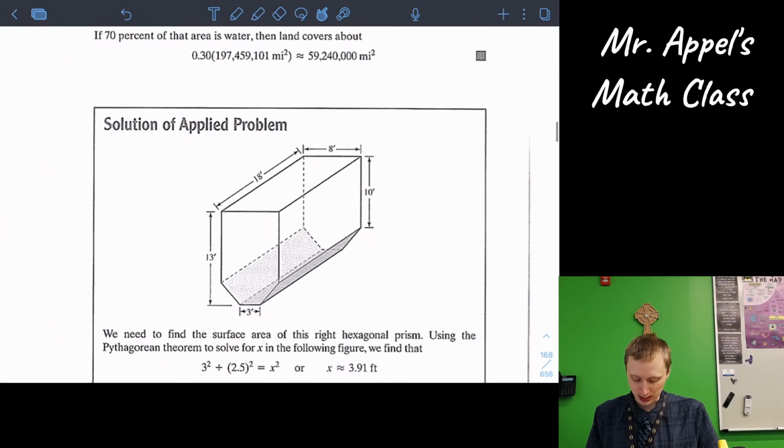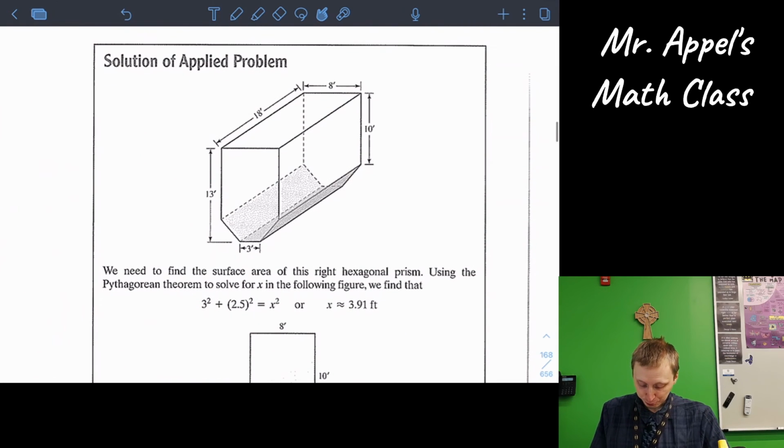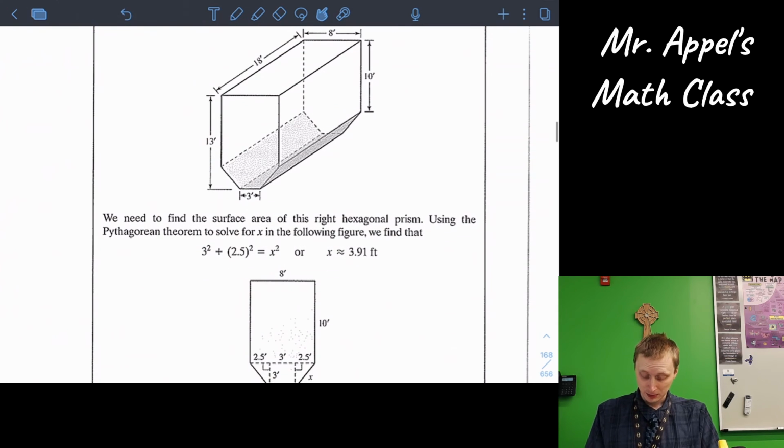All right. So back to the hopper from the beginning. We need to find the surface area of this right hexagonal prism. Oh, it looks like some funky kind of shape, but notice all of these sides connect 2 parallel faces there. So yes, it is a right prism, and in this case specifically hexagonal. So using the Pythagorean theorem to solve for x in the figure, what are we missing there? Because we need to get the area of the base.